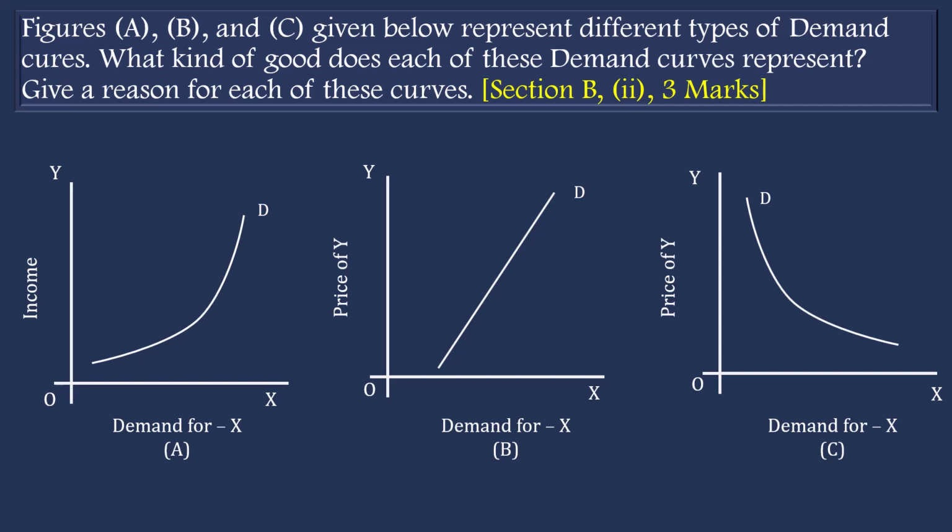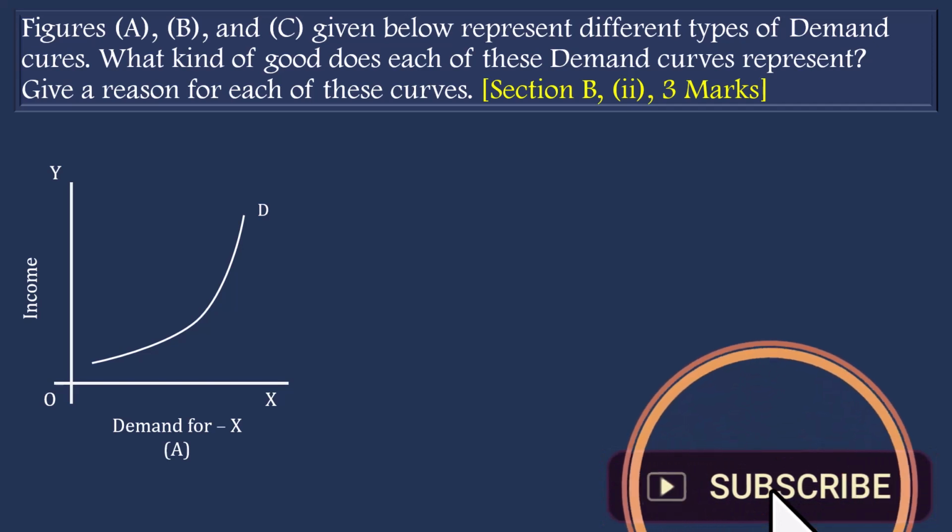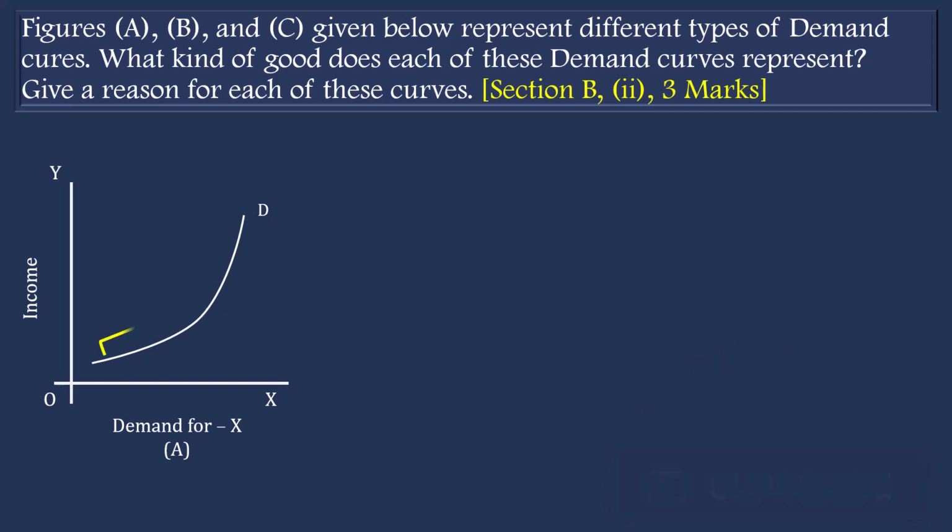Take the graph A. In this case, good X is a necessary good. The income demand curve slopes moderately upward initially and then steeply with increase in income. In other words, initially income demand for good X is relatively elastic and finally it becomes relatively inelastic. For this reason, good X must be a necessary good.